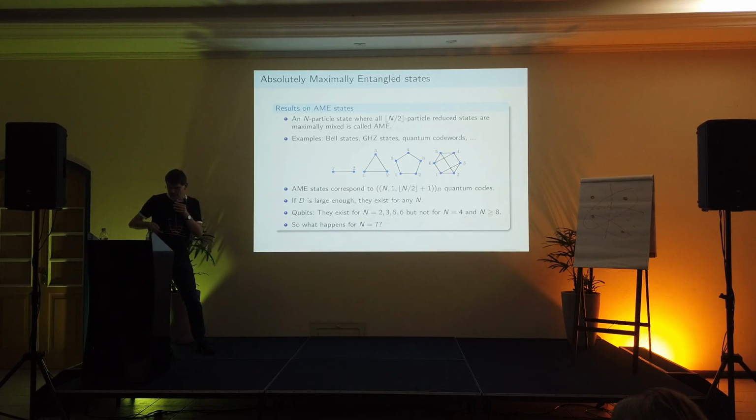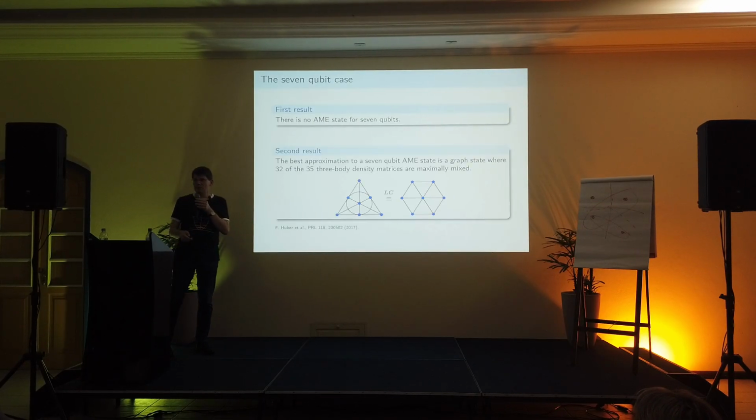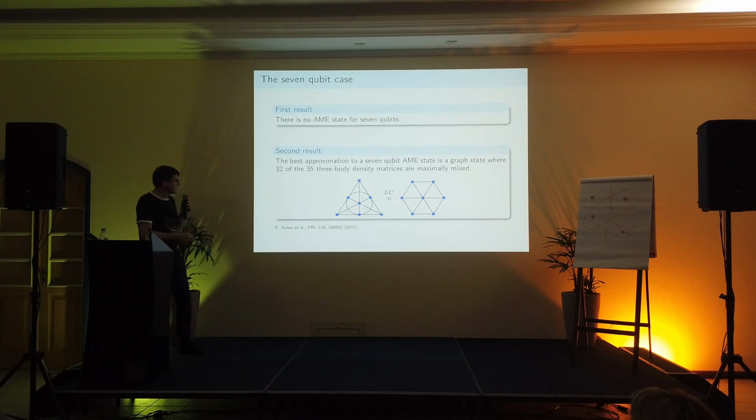Just to give you something to think about: one can prove that for 7 qubits they really don't exist, but you can find something like a best approximation. Meaning that you have some 7 qubit states, and at least 32 of the 35 3-body density matrices are maximally mixed. You can write down the state, but you cannot make all of them maximally mixed.